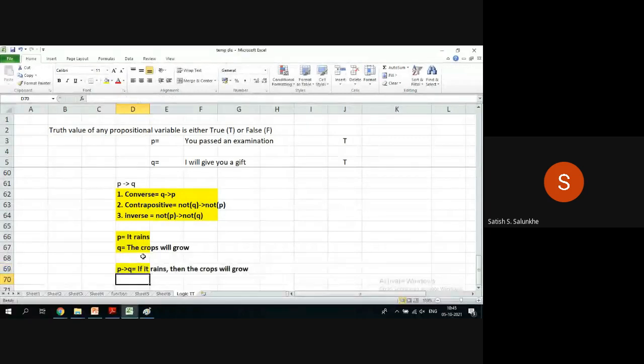Now I want the converse of this. What is the converse? Q implies P. So what is the statement? If the crops will grow, then it rains. If the crops will grow, then there has been rain, whatever. Yeah, it rains or there has been rain. Okay.